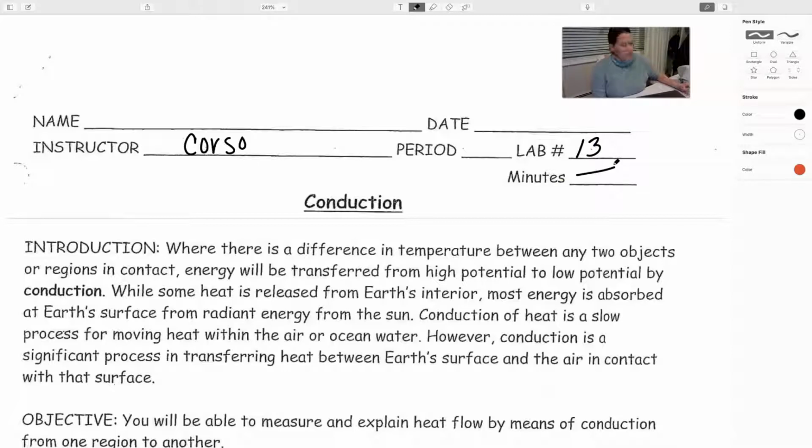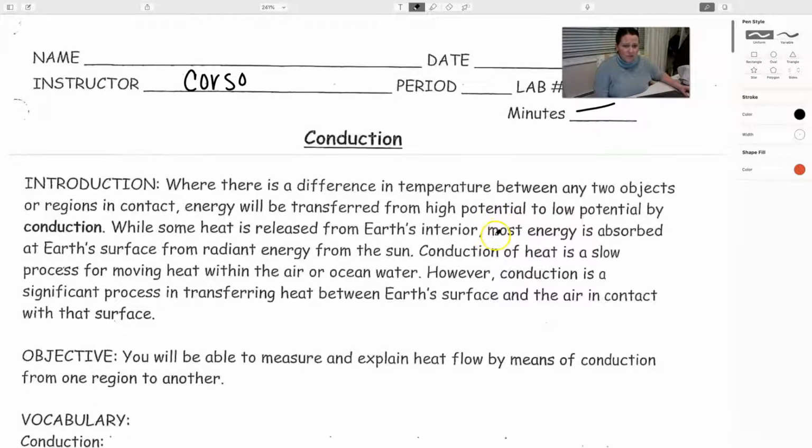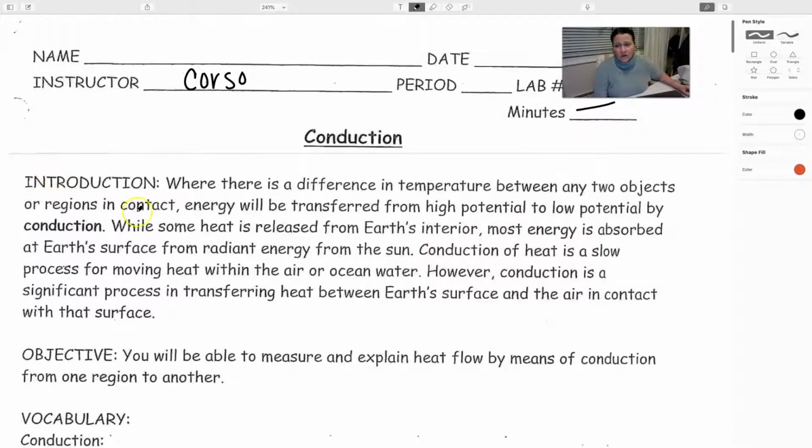So let's get right to the introduction. Where there's a difference in temperature between any two objects or regions in contact, I want you guys to underline that word. Energy will be transferred from the high potential. High potential basically means from the hot item. So whatever has more energy is going to be moved from what's hot into what's not hot, which is what we mean by low potential.